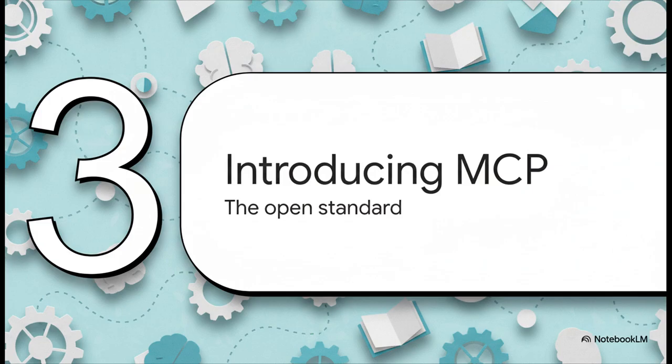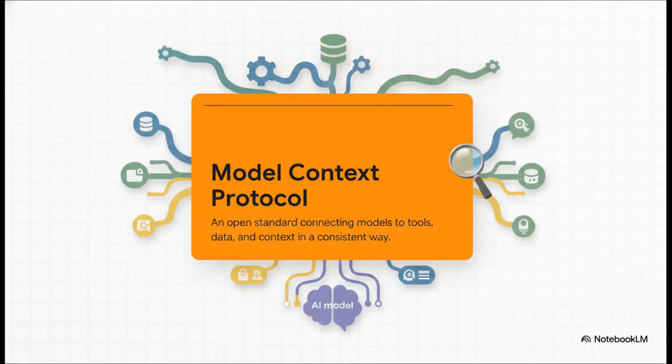Which brings us to Section 3, introducing the Model Context Protocol, the elegant solution to all this friction. So what exactly is it? Well, the Model Context Protocol, or MCP, is an open standard introduced by Anthropic, and it is rapidly being adopted across the AI industry. It's not replacing APIs. Instead, it is a standardized abstraction layer. It acts as a shared language between models and external systems, giving AI a safe, reliable way to connect to tools, data, and context consistently.